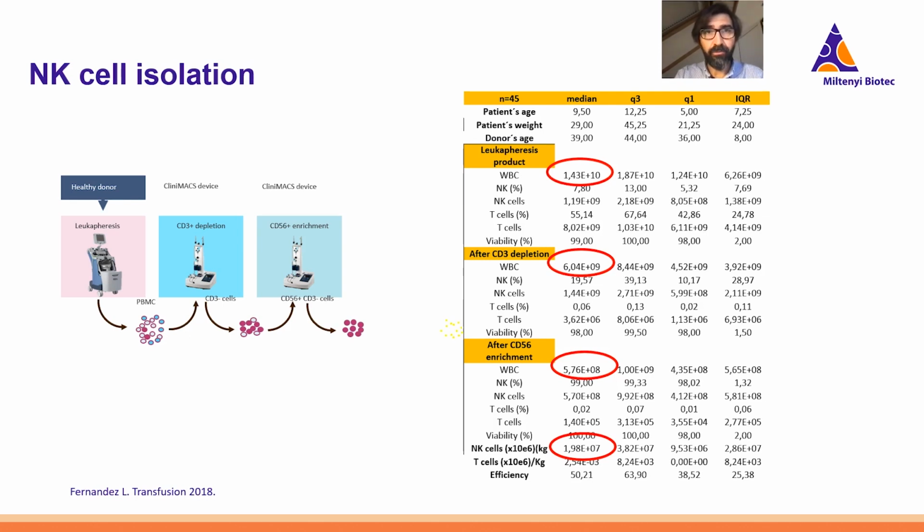Our target NK cell dose was 1.3 times 10 to the 9, and we obtain 5 times 10 to the 8, so around 50% efficiency of our process.